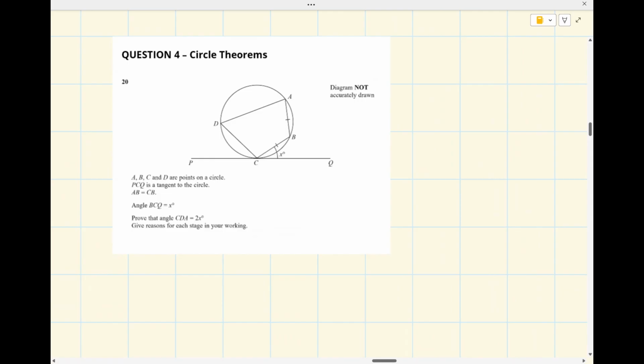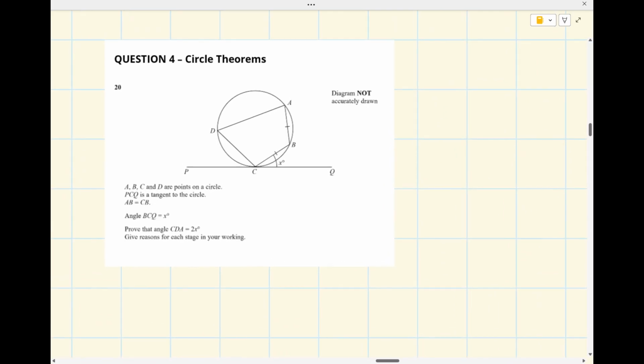Question 4, circle theorems. Let's look at that. What are we thinking? We haven't read the question yet, but which circle theorems might come into play? Well, I can see a cyclic quadrilateral. That might be helpful. I can see an isosceles, or two sides the same length. That might be helpful. What else can I see? There's a tangent. Now, which circle theorems would that be? Obviously, the angle between a radius and a tangent is 90, but I haven't got a radius there.